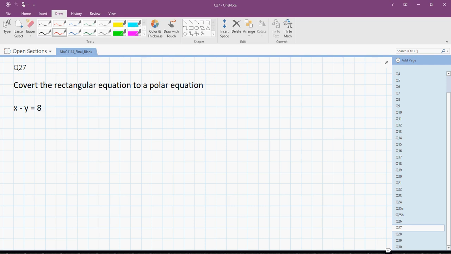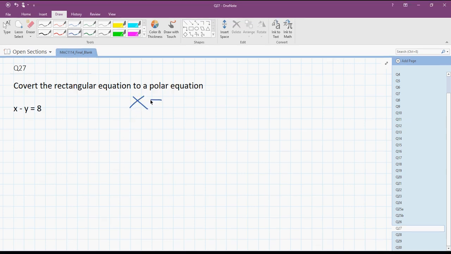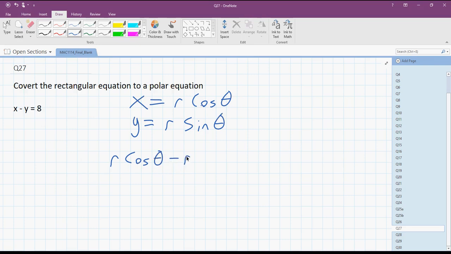27. So we want to convert this from the rectangular coordinate into the polar coordinate. Okay. Again, what do we know about x? It equals r cosine theta. Good. What do we know about y? R sine theta. So all you're going to do is plug in what you know. Okay? So we see in x, r cosine theta minus r sine theta. Good. Equal to 8. But remember, these equations, in the end, they have to be equal to r.